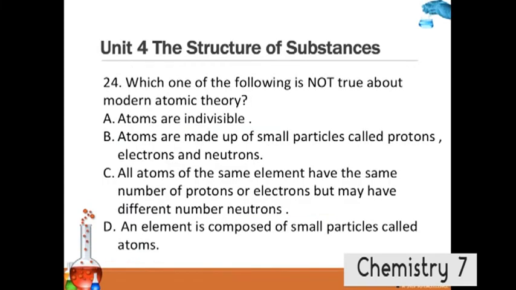Which of the following is not true about modern atomic theory? Atoms are indivisible. Atoms are made of small particles called protons, electrons, and neutrons. All atoms of the same element have the same number of protons or electrons, but may have different numbers of neutrons. An element is composed of small particles called atoms.